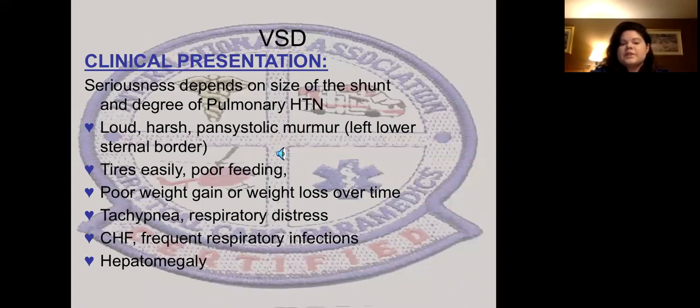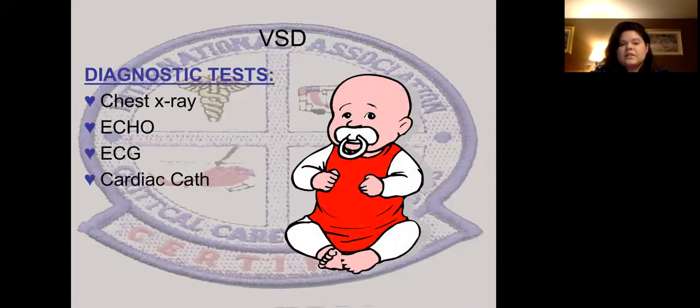You may see them in respiratory distress. That may be the first indicator. And that will typically be what you think of whenever you see these kids. They have a lot of respiratory issues, respiratory infections, CHF, and hepatomegaly.